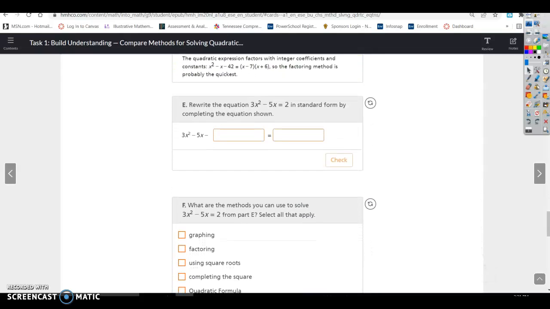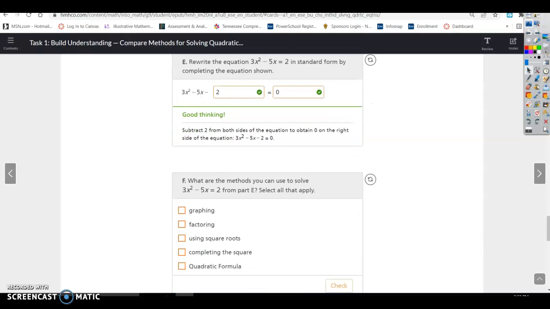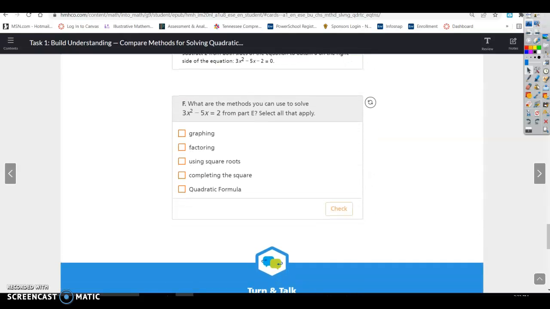All right, rewrite the equation in standard form by completing the equation shown. All right, to put it in standard form, we simply set everything equal to 0. So we need to subtract 2 from both sides and set that equal to 0. Now it's in standard form. 3x squared minus 5x minus 2 equals 0 is in standard form.